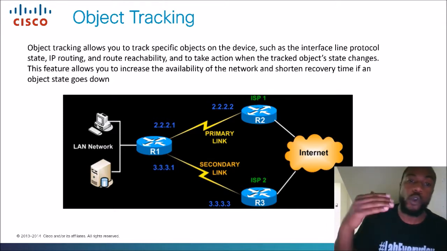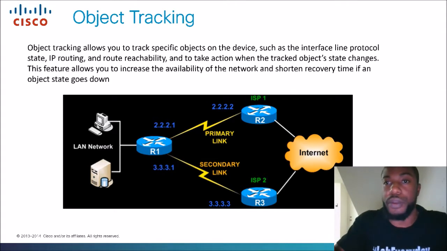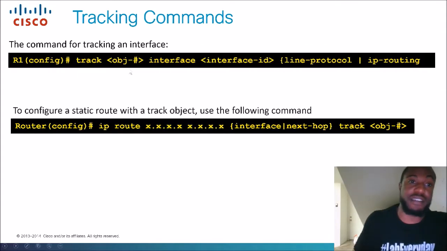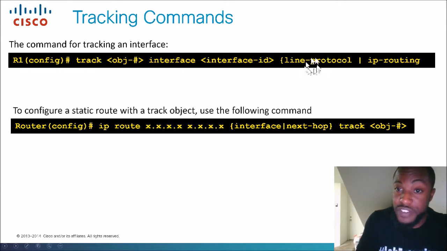Like we said, we can increase the availability of the network, and that's what service level agreement does. We increase the availability of a network, right? Here are some basic tracking commands. The command for tracking an interface is simply put, track, and then you do an object number, and then whatever you want to track. In this case, we're tracking the interface. You can track the line protocol if it's down, or IP routing, whatever.